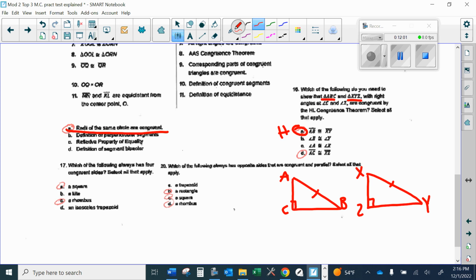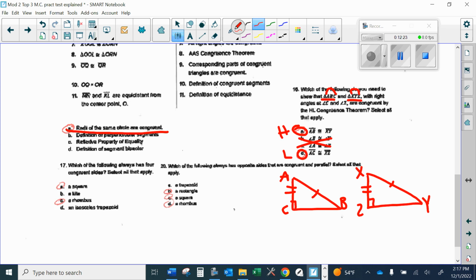Okay, so AC, first and third, matches up with XZ. AC matched up with XZ. Okay, and there's my HL. These right here are angles. I'm not using angles at all. For HL, I need a hypotenuse and a leg. So I can immediately cross those two out, which means it's got to be the other two right there.